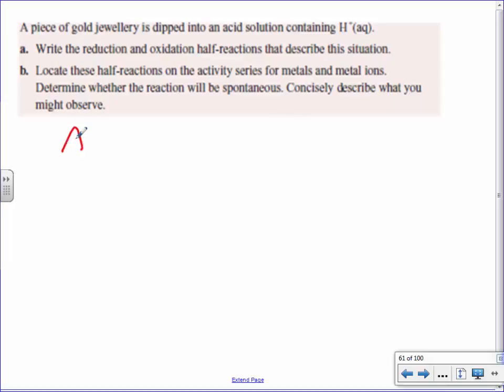If I've got gold jewelry, that would be Au solid. If gold is actually going to rust or oxidize, it needs to lose some electrons. It's going to turn into Au 3 plus. That's the most common charge for gold. Well, if the gold solid is going to turn into gold 3 plus, which side do the electrons go on? The left-hand side or the right-hand side? Yeah, they always go with the positive one. So gold is going to need to lose 3 electrons.